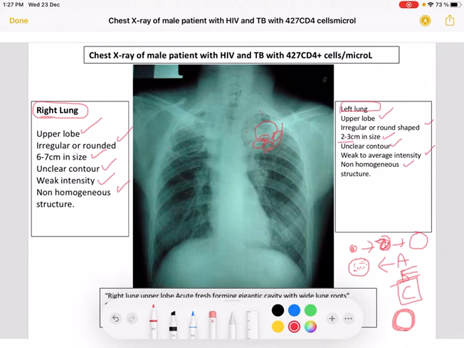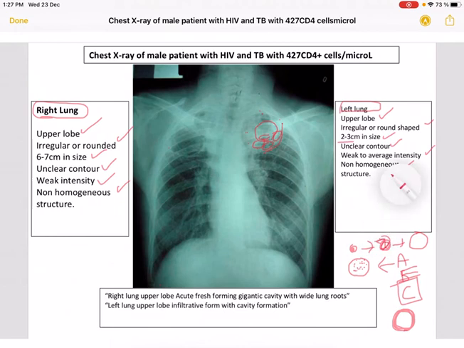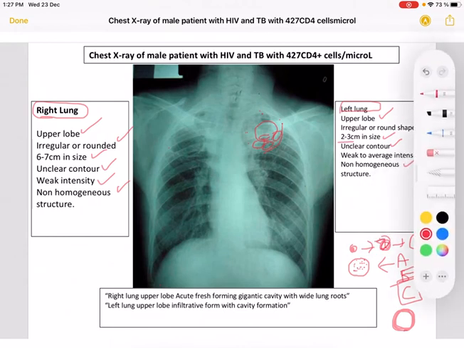So what should be our conclusion? Our conclusions should be based on what we saw in this X-ray image. If we talk about the right side of the lung, then what should be our conclusion? It should be the consolidation or the cavity which is forming on the right side of the lung. It is a fresh acute forming cavity.